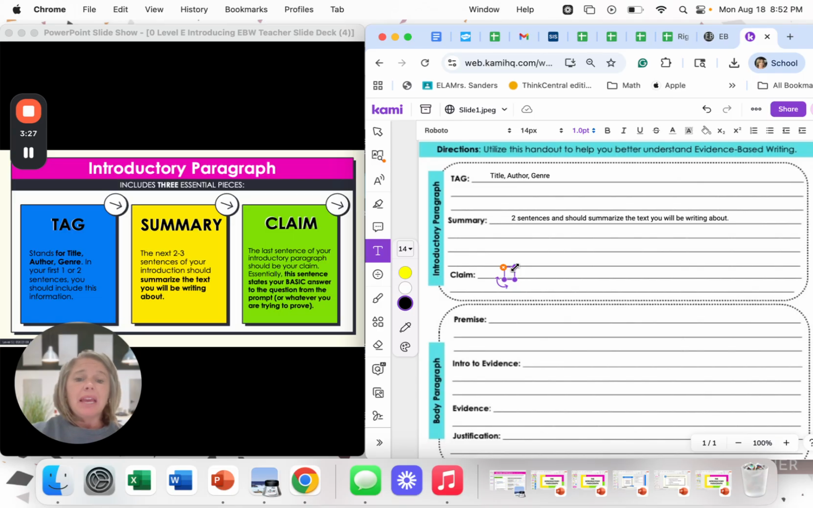And if you don't know what a claim is, it's a belief statement. So it's the answer to your question. So when the teacher has asked a question, you have to answer it. This is what you believe to be true. So this sentence states your basic answer to the question from the prompt, so the question that's been asked, or whatever you're trying to prove here.